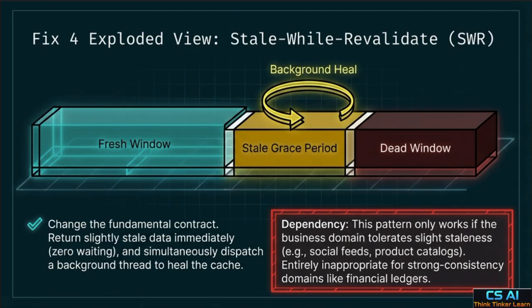Fix number 4, Stale-While-Revalidate, or commonly known as SWR. This is about changing the fundamental contract with your user. Instead of waiting for a fresh DB read, return the slightly stale data immediately. Zero waiting. Simultaneously, dispatch a background process to heal the cache. This only works if your business domain can tolerate a little staleness, like a social feed or a product catalog. Never use this for financial ledgers.